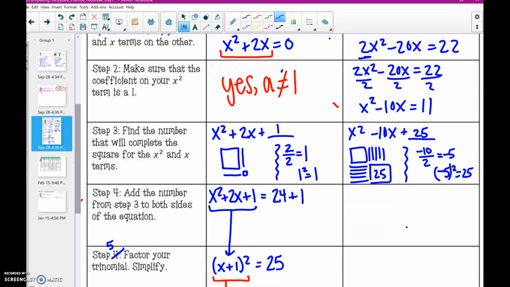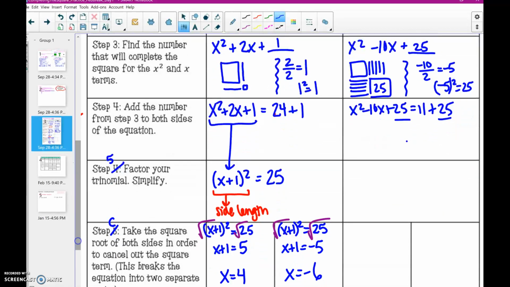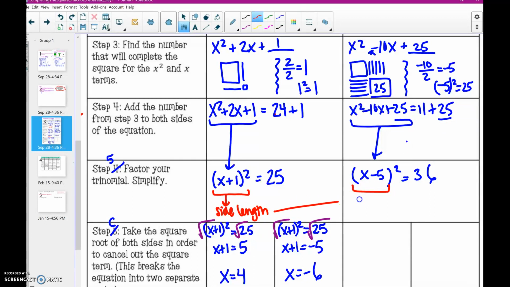Step 4, add the number from step 3 to both sides of the equation. All right, x squared minus 10x plus 25. On the other side, I've got 11 plus 25. So we added that 25 to both sides. Simplify the expression. So again, this perfect square trinomial is going to become some binomial squared. We know it'd be x minus 5. Again, it's minus 5 because we have a negative 10 right there. Equals 11 plus 25 is 36. And again, just remember, this is a side length. That's the side length of the square. Don't try and make that harder than it needs to be.